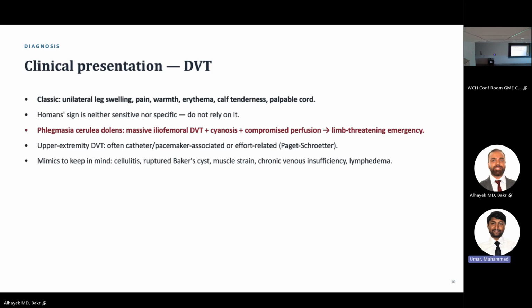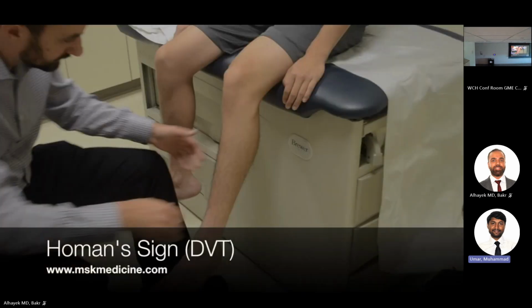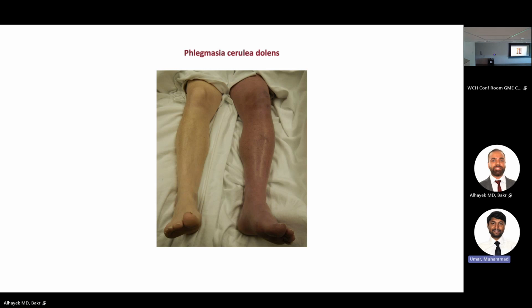And then you have the third one, I don't know how to say it: phlegmasia cerulea dolens. Basically, this is what you need to care about. This is a limb-threatening emergency. So when you see something like this, it's an emergent consult to vascular surgery, emergent initiation of heparin drip, because if you don't act, the patient is going to lose their limb.